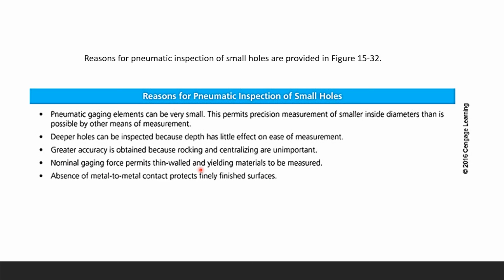This is very important, just showing you some reasons for the pneumatic inspection of small holes. When you take a look at this table, you're going to see the gauging elements can be very small. Why do we use pneumatic inspection for small holes? Because they're small, and that allows us precision measurement of smaller inside diameters than is possible using other means of measurement.